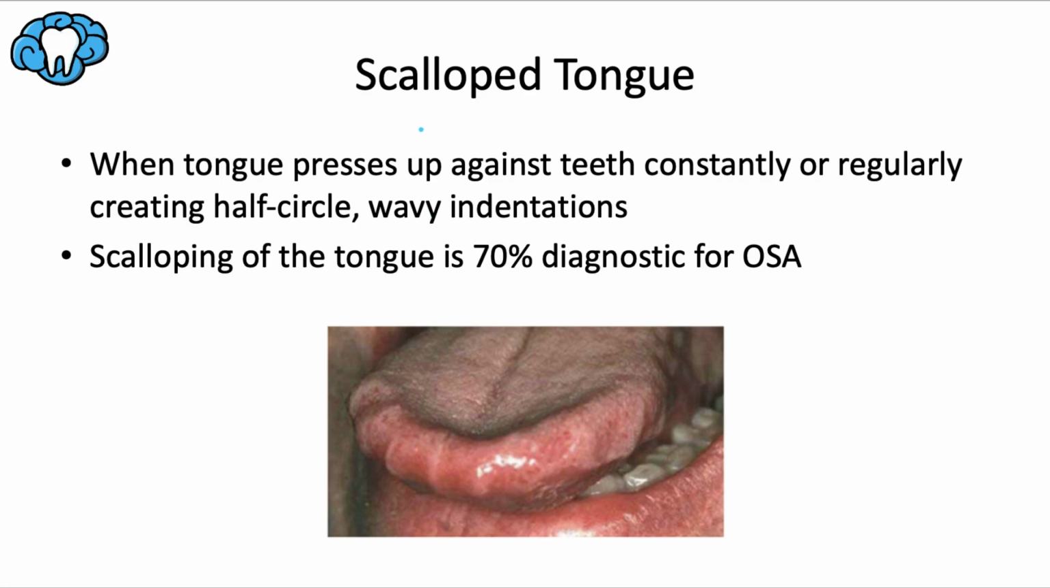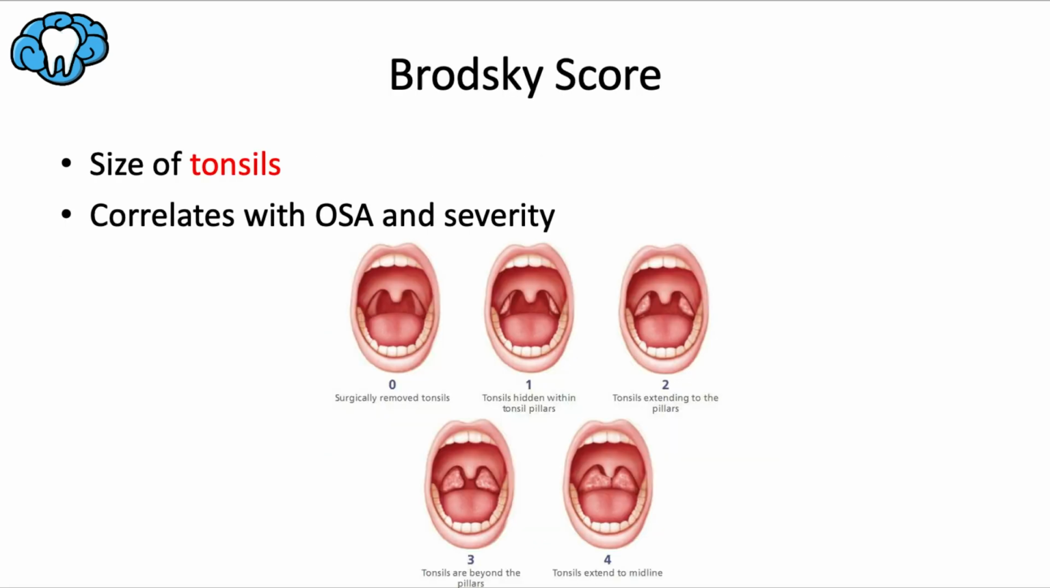When the tongue presses up against the teeth constantly or regularly, you can see these wavy indentations in the side of the tongue. We call that scalloping. And scalloping of the tongue is actually 70% diagnostic for OSA. So that's a really quick way to just see how at risk a patient might be.